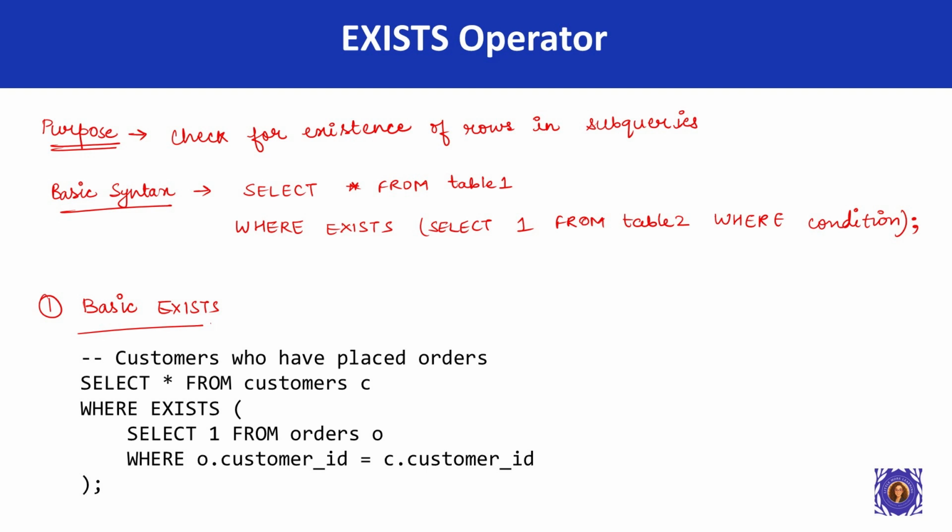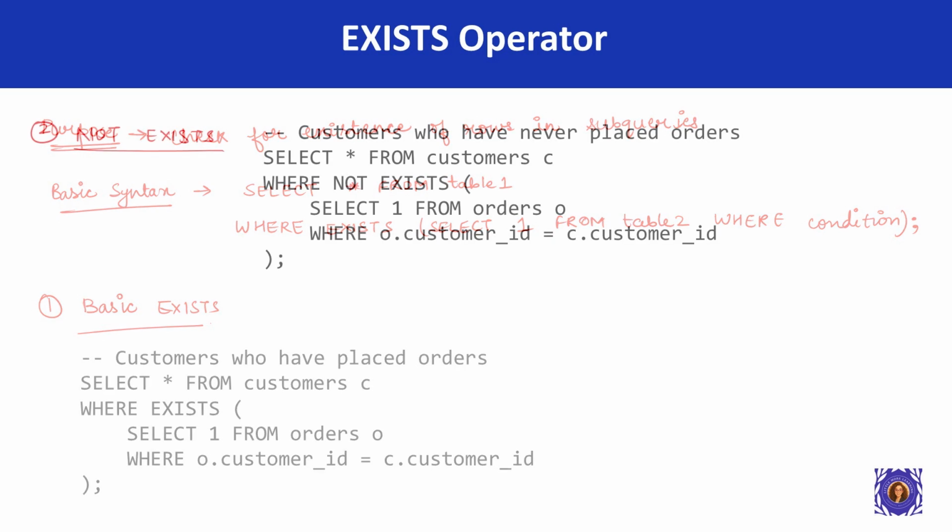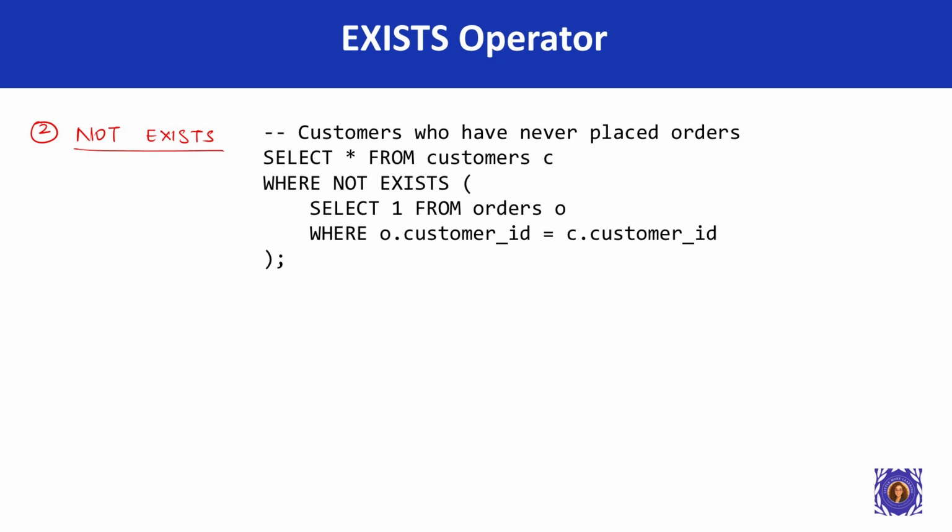A common application of exists is to find records in a main table that have a corresponding entry in another table. For example, to retrieve customers who have placed orders, you would select from the customers table where an order exists in the orders table for that specific customer_ID. Conversely, the not exists operator is used to find records that do not have a corresponding entry in another table. To identify customers who have never placed any orders, you would select from the customers table where an order not exists in the orders table for their customer_ID.